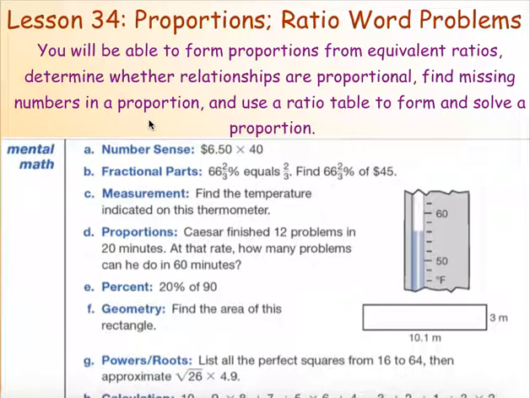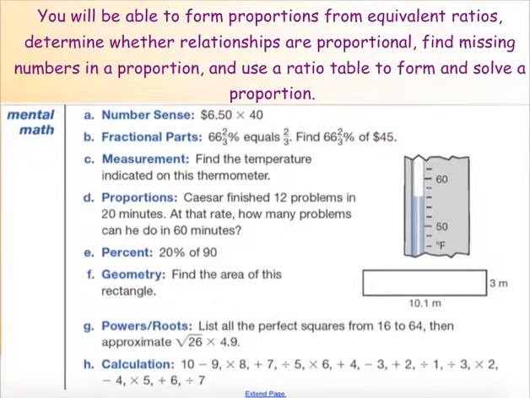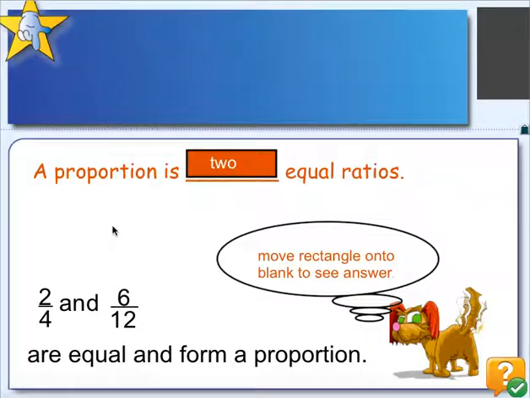Course 3, Lesson 34, we are looking at proportions, especially in word problems, and being able to use our ratios to find missing information. So, first of all, we need to know the fact that a proportion is two equal ratios. So, things like 2/4 or 2 to 4 and 6 to 12 are equal, so they form a proportion.